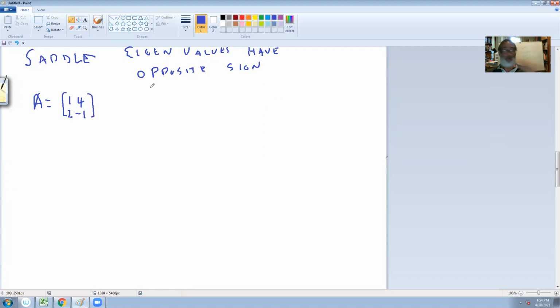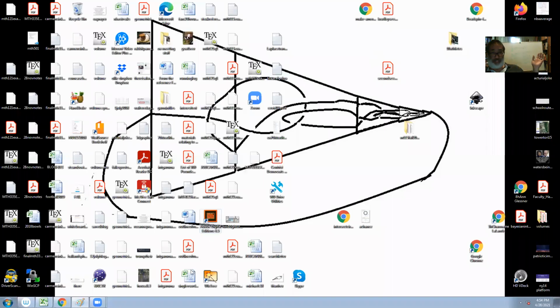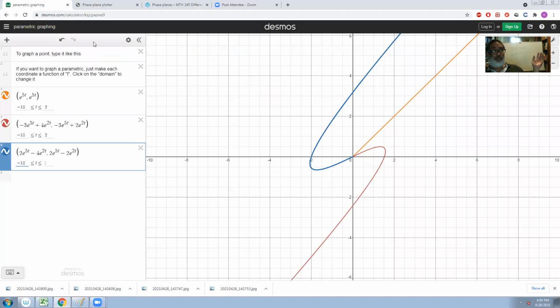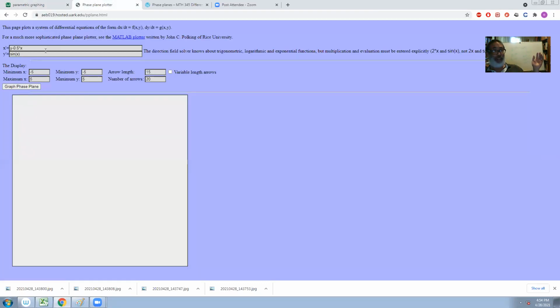Actually, let me just take a quick break because I forgot I didn't do everything I wanted to do with a node. As far as getting pretty pictures, let's forget what I said about this, and let's go back to the source, and let's go to a phase plane plotter.